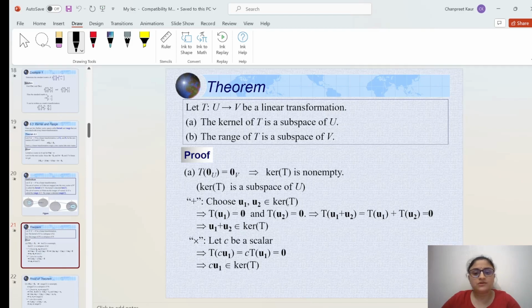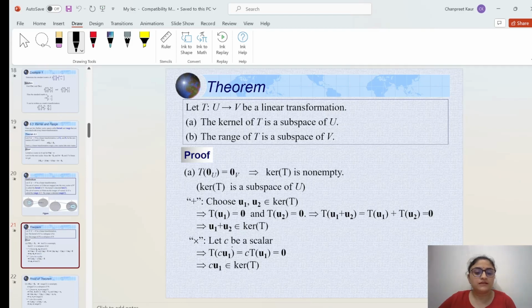Since U1 belongs to kernel T, T applied to U1 will be mapped to 0. This is the condition that U1 must satisfy to belong to kernel T. Similarly, since U2 also belongs to kernel T, T of U2 is also 0. Now we consider T of U1 plus U2. Since T is a linear transformation, T applied to U1 plus U2 is TU1 plus TU2, which is 0 plus 0, resulting in 0. So T applied to U1 plus U2 is giving me 0. It means U1 plus U2 belongs to kernel T.